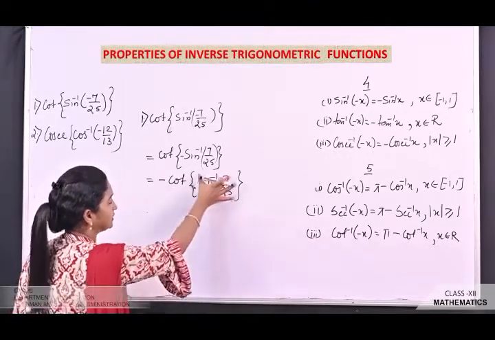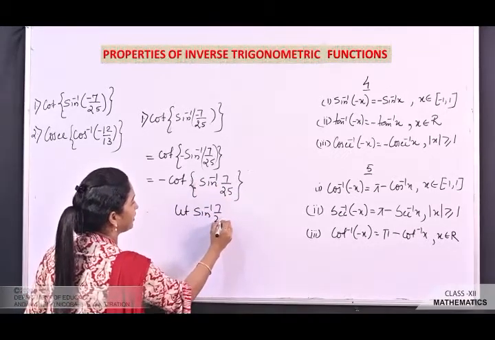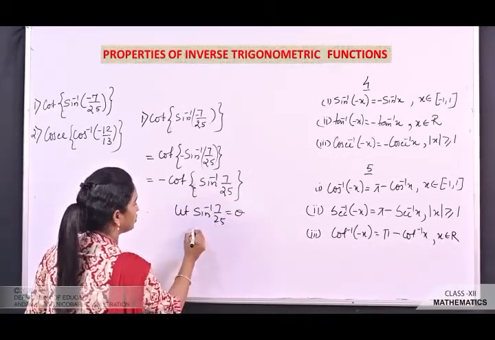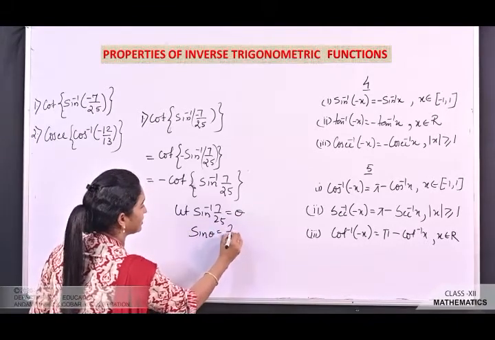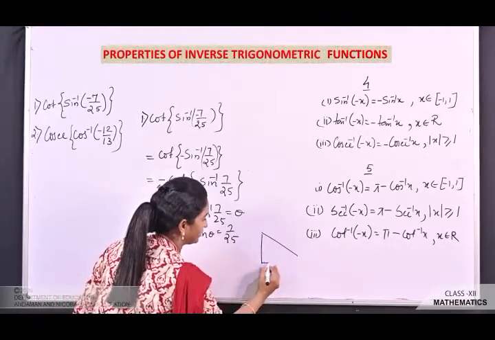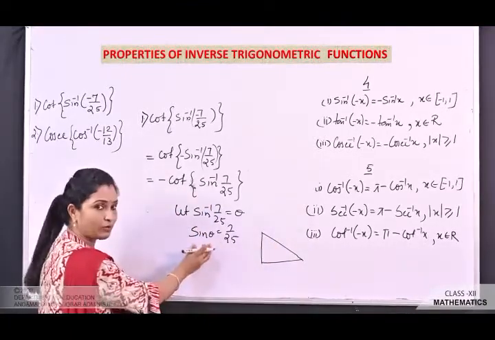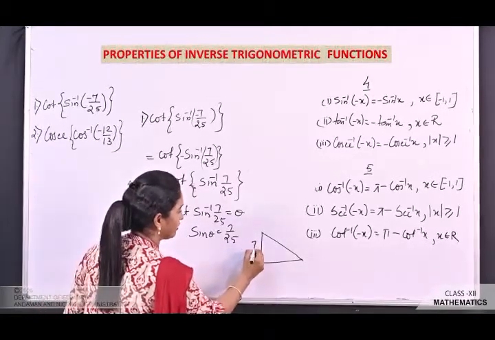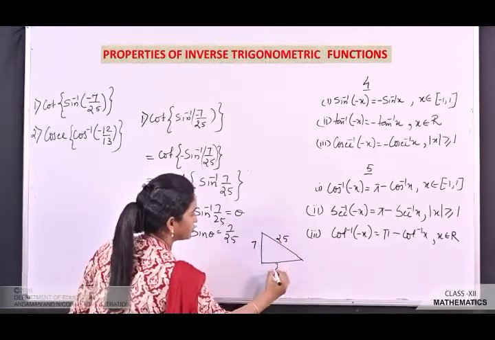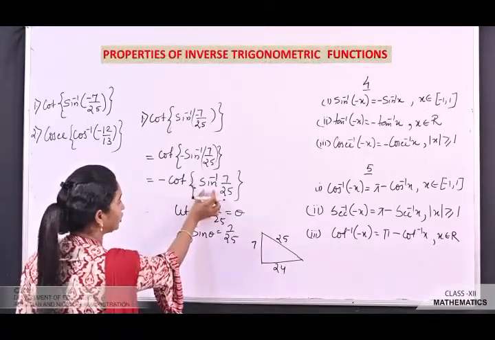Now what you will do? The same procedure. Let sine inverse 7 by 25 be equal to theta. So sine theta will be 7 by 25. That means again you will take a triangle. The value of sine theta is perpendicular by hypotenuse, that is 7 by 25, and when you use the Pythagoras theorem, you are going to get 24 here. Now you need cot inverse.